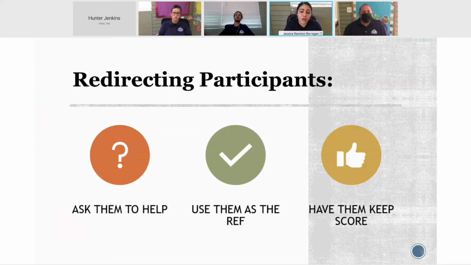You can also use them as a ref. If you know that a participant doesn't really like playing noodle tag or is tired of playing noodle tag, and you still want them to get involved instead of sitting down and being by themselves, use them as a ref. Have them stay on the baseline and make sure that he knows the rules or she knows the rules. And if he catches other participants cheating or sees other participants doing something that they're not supposed to be doing, they'll be your extra set of eyes out on the field with you or on the court with you.